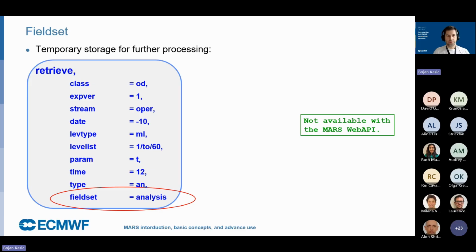Another keyword you can use, and we haven't used it so far in a Mars retrieve, is fieldset. When you do a Mars retrieve, you retrieve some data, and usually in the previous exercises, we would store that data as a target file to a file system. But there is another option. You can save it with the fieldset keyword as a fieldset, which will be stored in memory on the client side where you run the client.